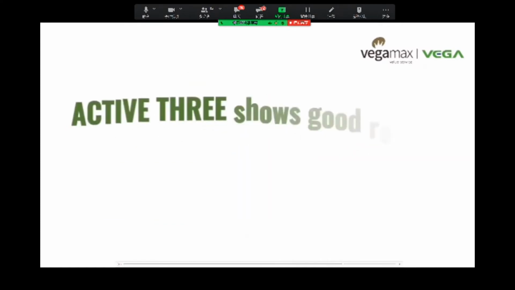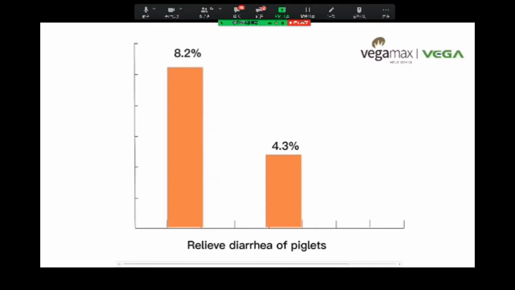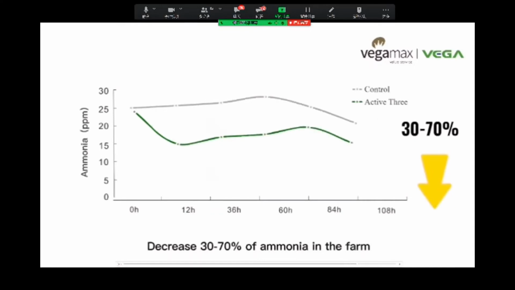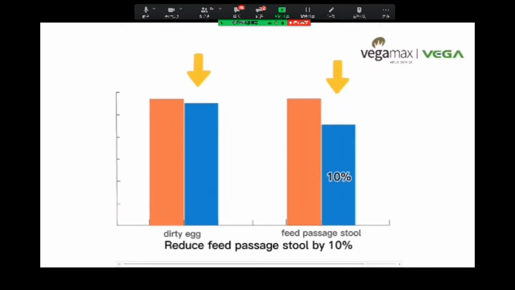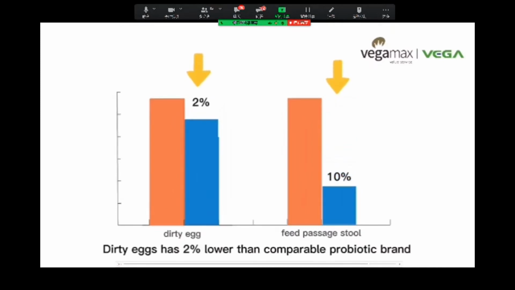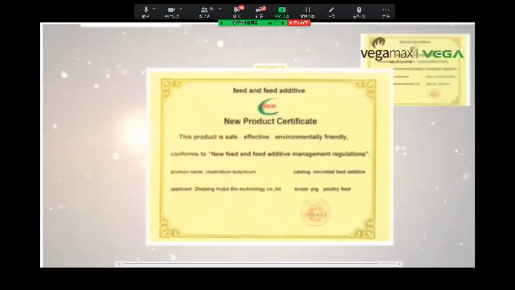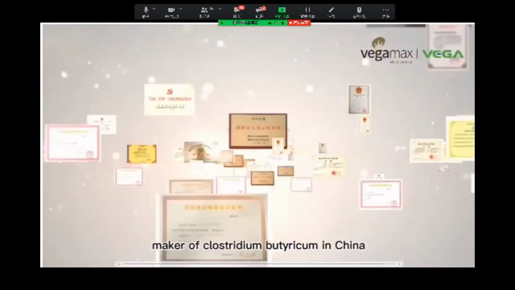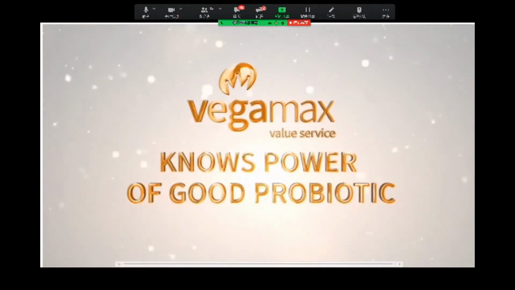Oct.25 shows good results from field tests. Relieves diarrhea of piglets. Decreases ammonia in the farm by 30–70%. Reduces feed passage stall by 10%. Dirty eggs are 2% lower than with a comparable probiotic brand. Promotes 140 grams more weight gain for broilers. Vigamax, original road and national standard maker of Clostridium butyricum in China. Vigamax knows the power of good probiotics.